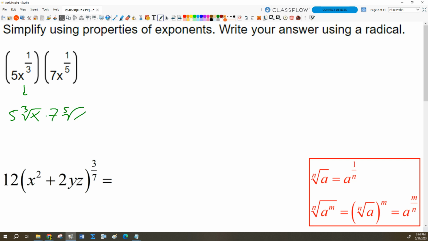So this would be 5 times the cube root of x, and this would become what? 7 times the 5th root of x. And what the heck is that? What's a cube root of x times the 5th root of x? That's difficult to do with radicals, right? Okay, but maybe we could make this easier if we don't convert this to a radical right away. It's a lot easier for us to leverage the properties of exponents here, which are easy, right?